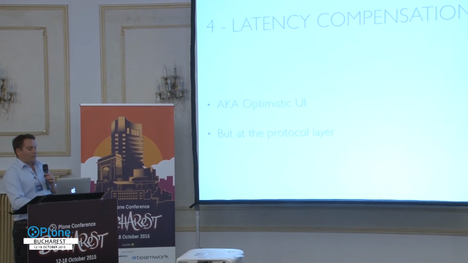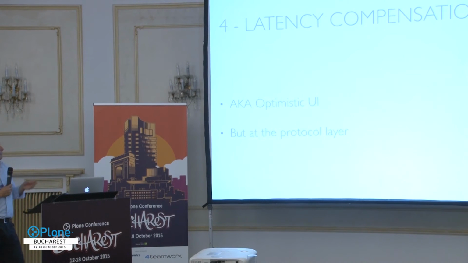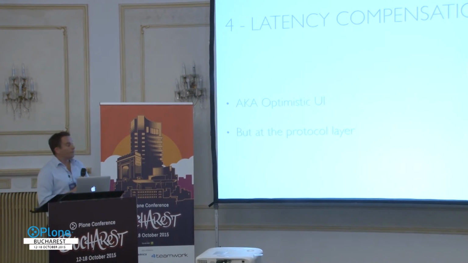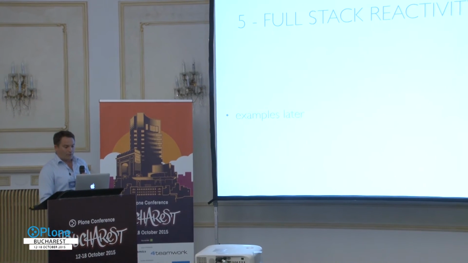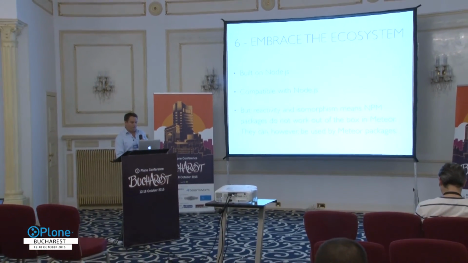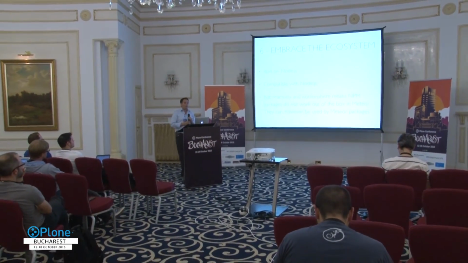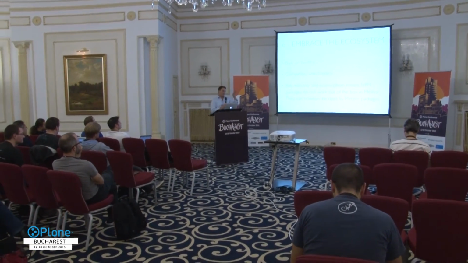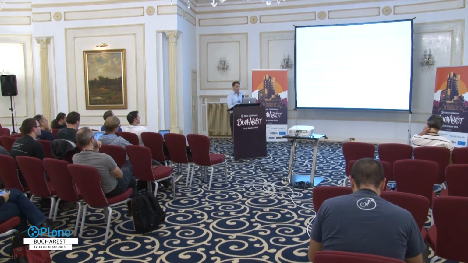Latency compensation, I showed you, and another name for it is optimistic UI, but this is actually implemented at the protocol layer, not in the UI. Full stack reactivity, we'll talk more about that. It embraces the ecosystem, so it's compatible with Node. Of course, the fact that code runs both on the client and on the server means that some things do not work out of the box, but any NPM package can be used by Meteor packages.